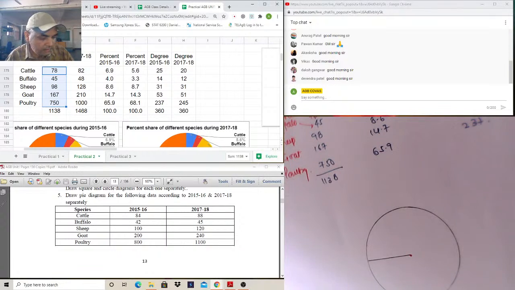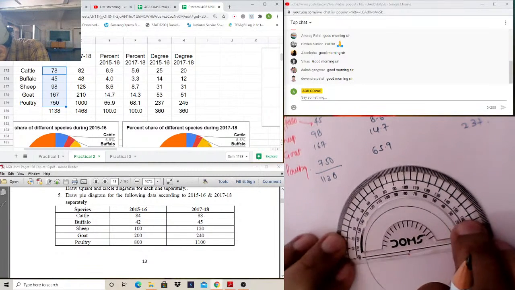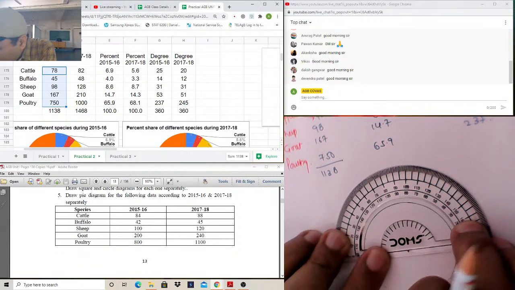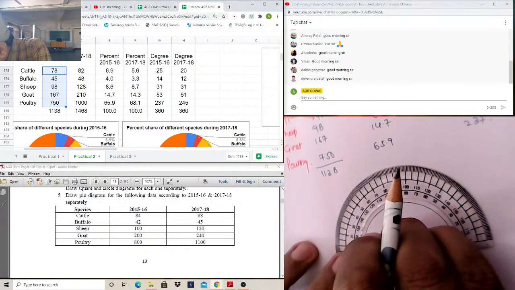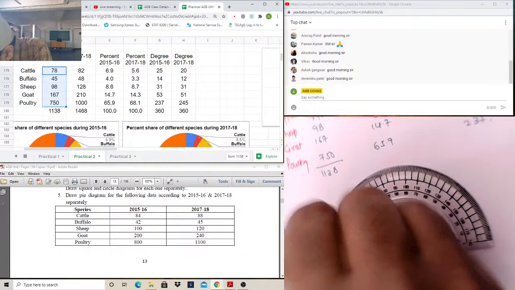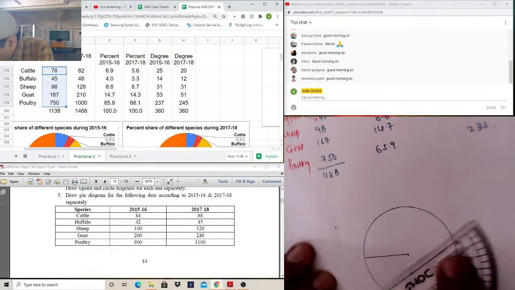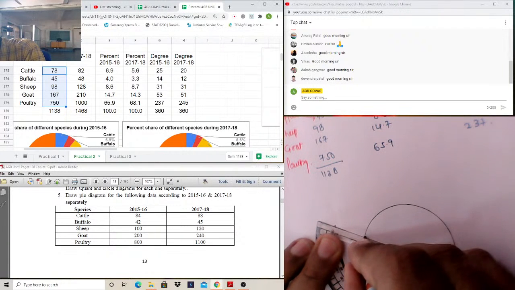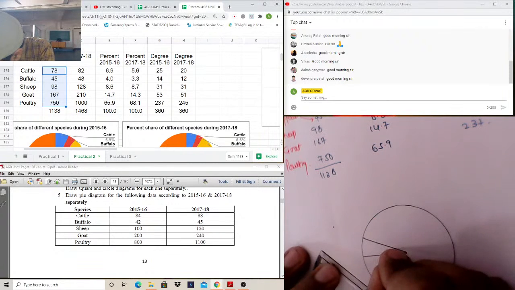Once it is done, then you will be requiring your protractor so that you can calculate the degrees. I have to put my protractor on this line, and then mark 25 degrees. Here it is coming to be 25. Then we have to join this point with this point up to the periphery. So this particular sector is 25 degrees.